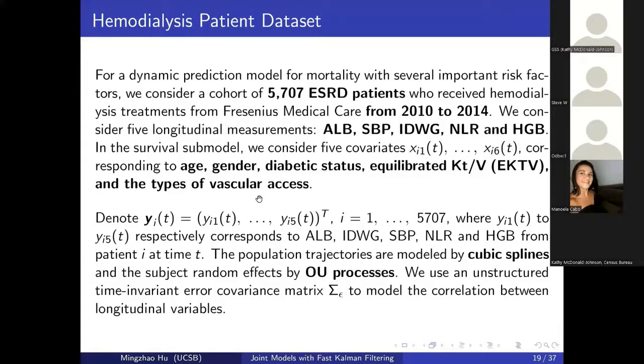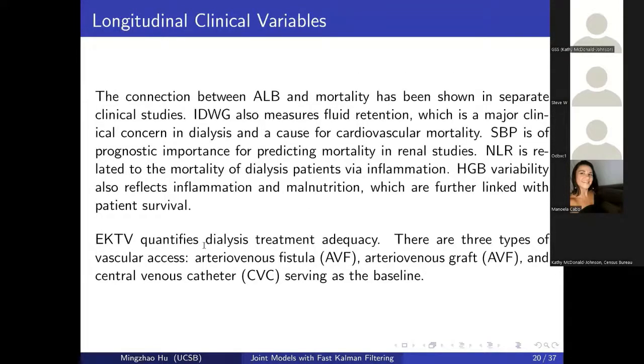machine. We will further consider the 5 key clinical variables as the 5 entries in our observation vector, and the population trajectories are modeled with cubic splines and subject random effects by OU processes. The connection between albumin and mortality has been shown in separate clinical studies, and the weight gain also measures fluid retention, which is a major clinical concern in dialysis and a cause for cardiovascular mortality.